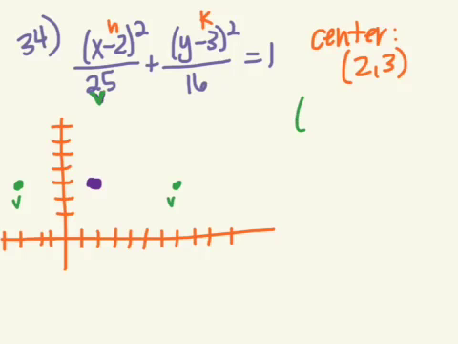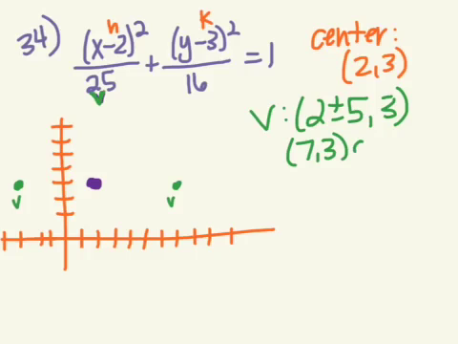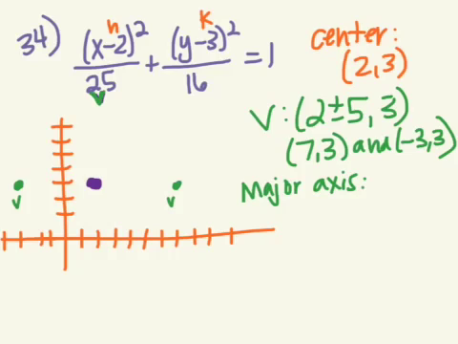Essentially, the vertices were both 5 units away from the center. Because my drawing isn't really that fantastic, it might be better to write it like this. Your vertices would be at the coordinates 7, 3 and negative 3, 3. The length of the major axis is just the distance between those two vertices. Since you went 5 to the left and 5 to the right, the major axis length is 10.